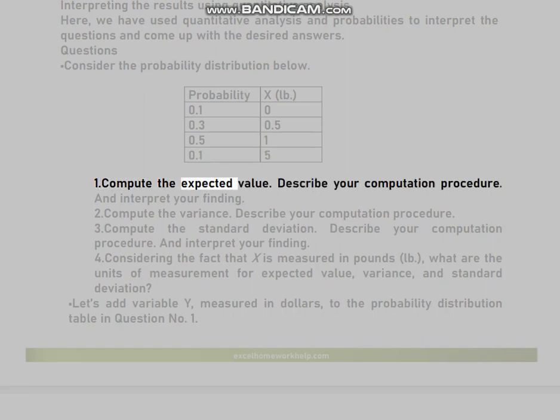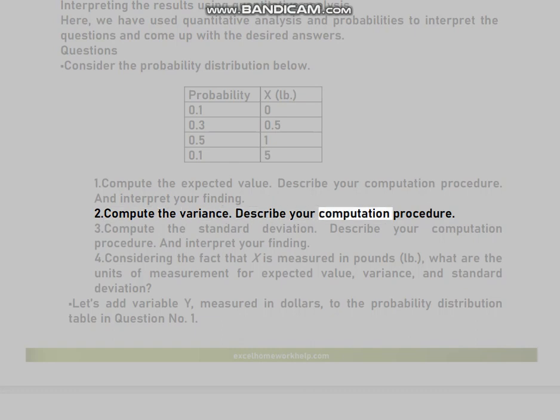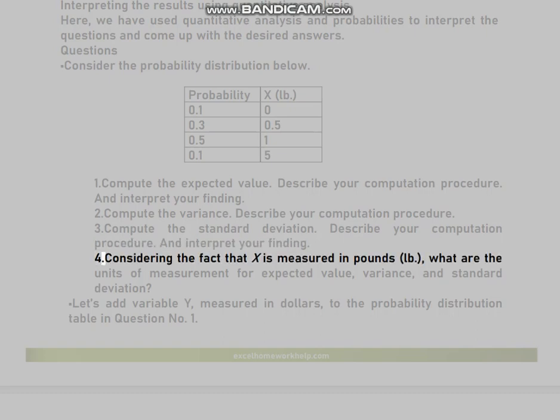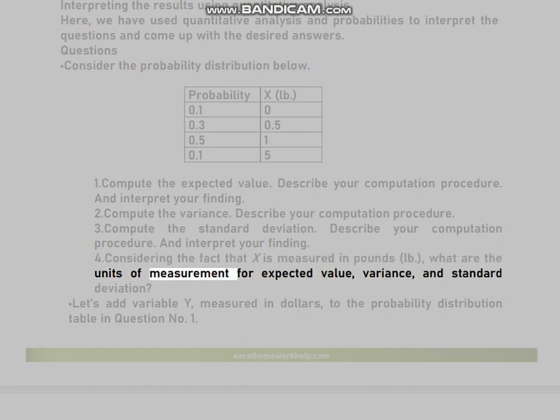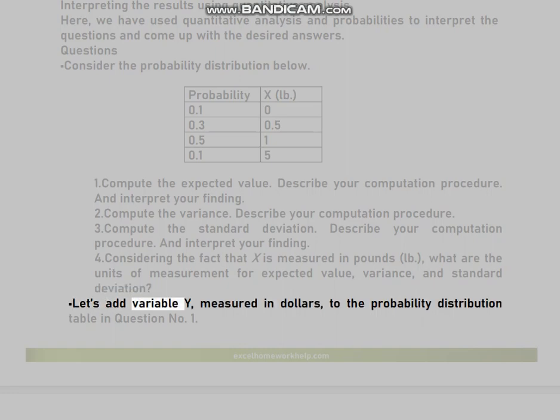1. Compute the expected value. Describe your computation procedure and interpret your finding. 2. Compute the variance. Describe your computation procedure. 3. Compute the standard deviation. Describe your computation procedure and interpret your finding. 4. Considering the fact that X is measured in pounds, what are the units of measurement for expected value, variance, and standard deviation? Let's add variable Y, measured in dollars, to the probability distribution table in question number 1.